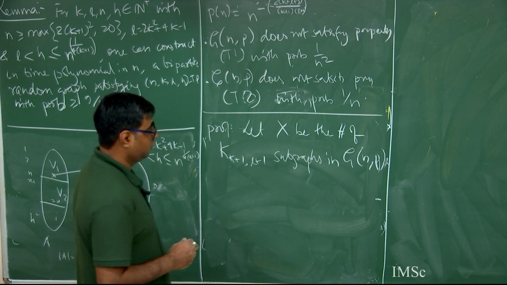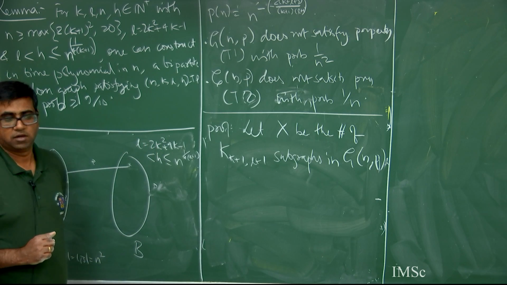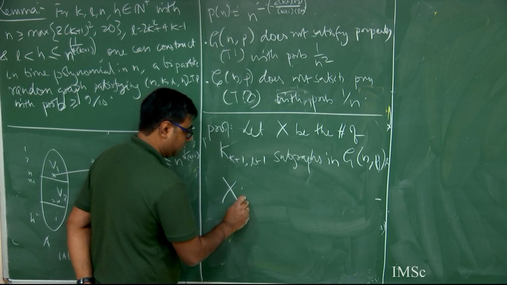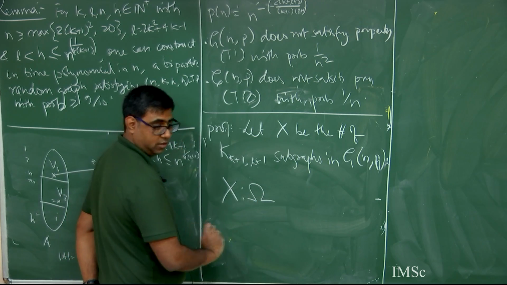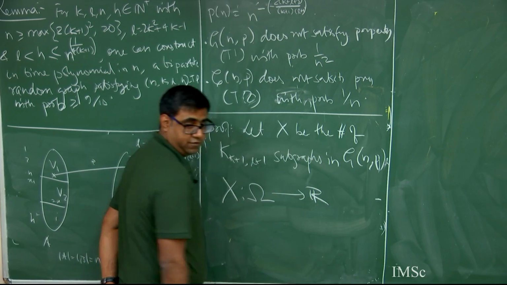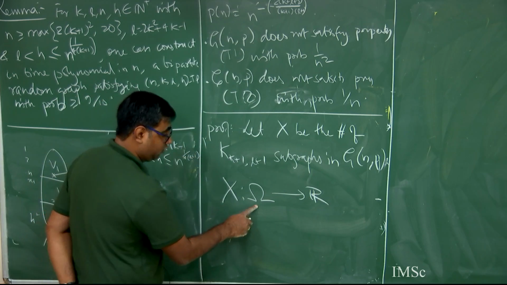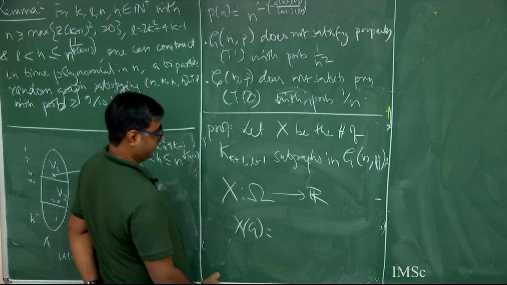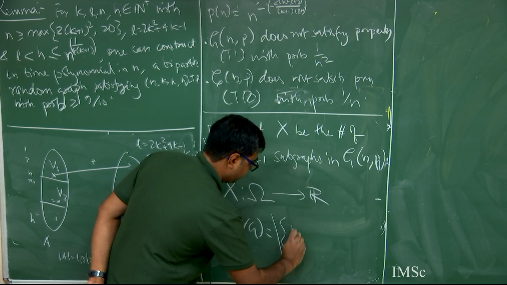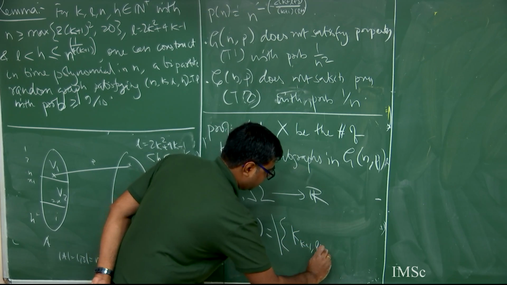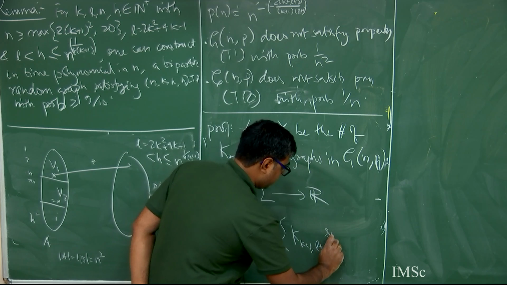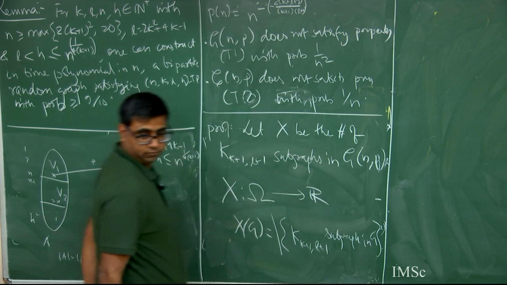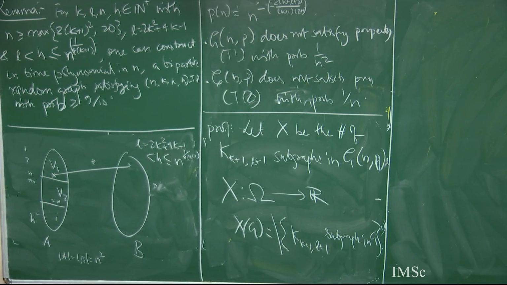Okay. So now you might be confused. What does x mean then? Number of k subgraph. No, I am thinking of x as a random variable which takes an omega and gives a function, and what is omega? It is a graph. And what is x of G? It is the cardinality of (k, k+1, L+1) subgraphs in G. This is what it is.